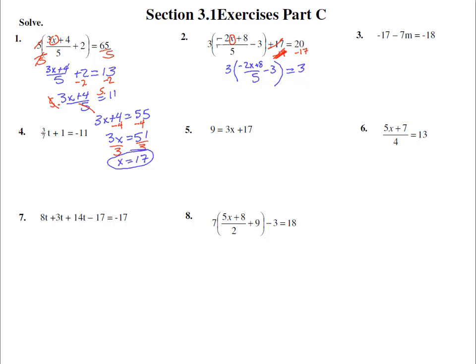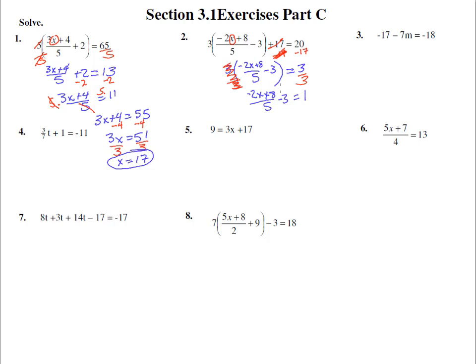Okay, now we peel off the second outside thing, which is this 3 over here. How do we get rid of that? We divide by 3. Divide by 3. This guy is gone, so we don't need the parentheses anymore. And we have negative 2x plus 8 all over 5 minus 3 equals 1. That's 3 divided by 3. And the problem is just a little smaller.